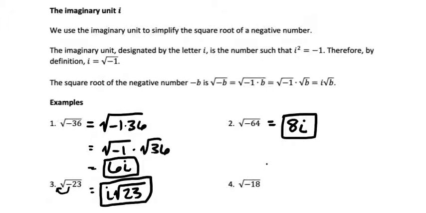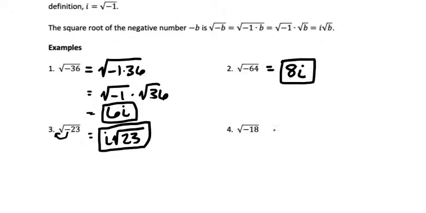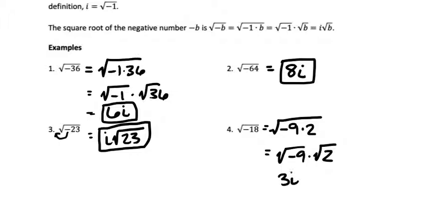For number 4, this one I can simplify because 18 I know is equal to 9 times 2. So the easiest way to think about this one is to break it up into negative 9 times 2. And then I can think of that as two separate square roots. Square root of negative 9 times square root of 2. Now the square root of negative 9, kind of like we did in number 1 and number 2, I'm going to write that as 3i. Square root of 9 is 3. Negative sign becomes an i. And then square root of 2, I can't simplify it, so I'm just going to bring that down.